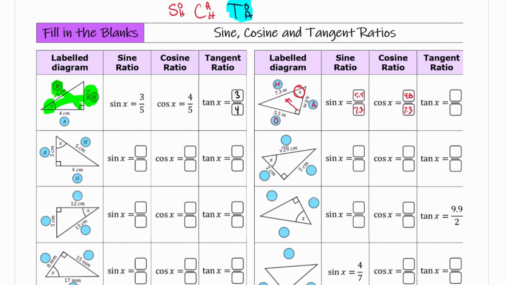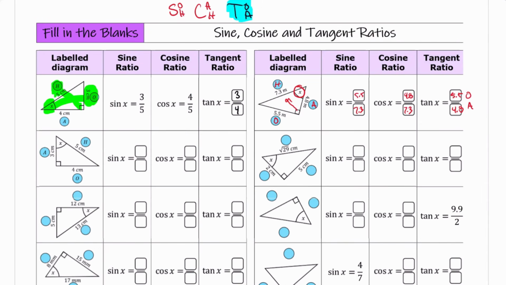Tan, TOA. Tan stands for opposite, 5.5 over 7.3. Did you catch it? Not 7.3. TOA. The opposite side is 5.5. My adjacent side is 4.8. Slow down. Just because the triangles all look the same, the angle you are looking from changes.